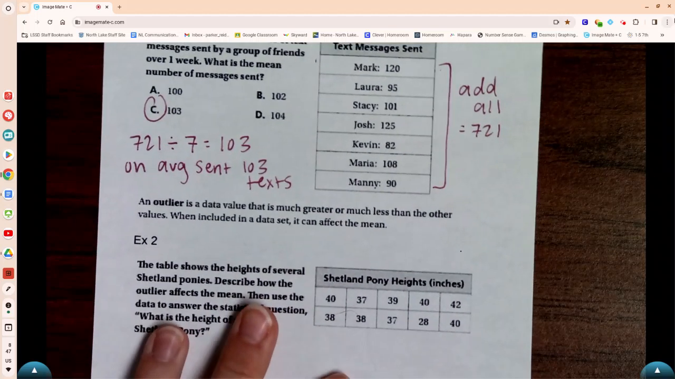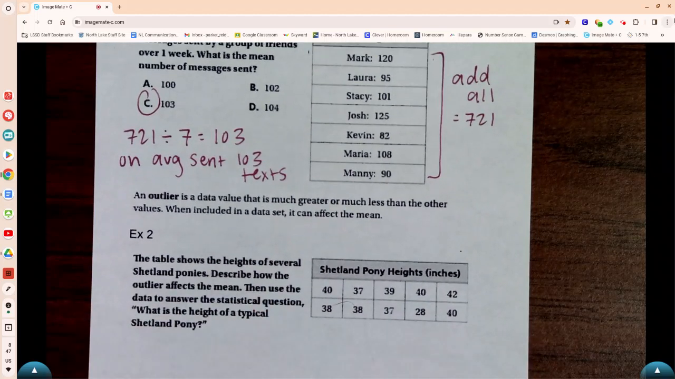We have another term, and that's called an outlier. An outlier is a data value that is either much greater or much less than all the other values, so it's very different from the other values. When included in a data set, it can affect the mean. It can either drag the mean up or drag the mean down.